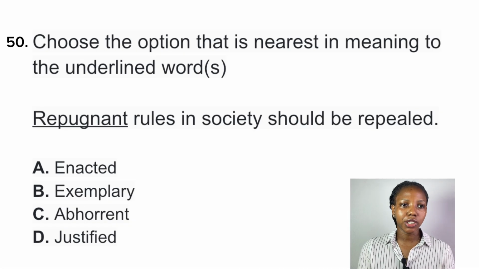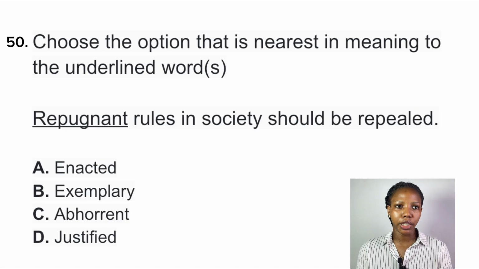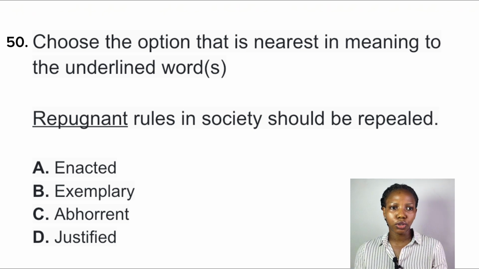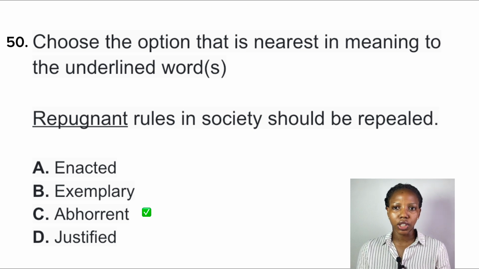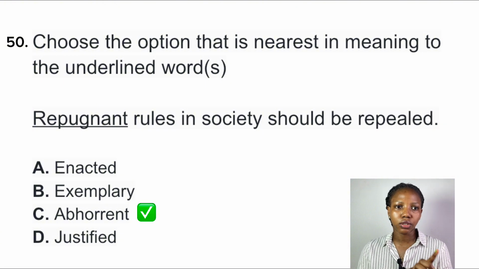Question 50. Now this question is under synonyms, nearest in meaning, and the underlined word is repugnant. Repugnant rules in the society should be repelled. Now let's use the SMART method, the positive and negative indicators. Repugnant is a negative word. Even if you don't know the meaning of the underlined word, you can use the surrounding words to determine if it's a positive word or not. Like I said, this is a SMART method.